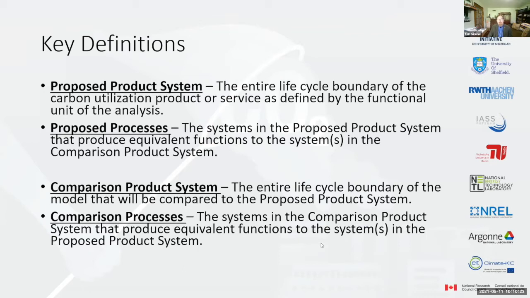So in this case, your proposed product system is your project, your CO2 utilization project. Your comparison is what occurs today in society that produces that same service or function. So it's the entire life cycle boundary of the model that will be compared to the proposed product system. The comparison processes, similar to the proposed, are the systems inside the comparison product system that produce equivalent functions to the systems inside the proposed product system. Keeping in mind, our goal is to have functional equivalency between our proposed and comparison systems to ensure a fair and equitable comparison.